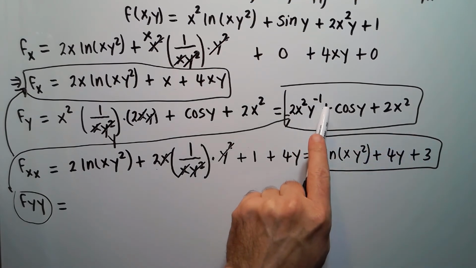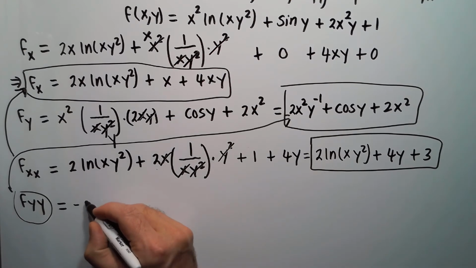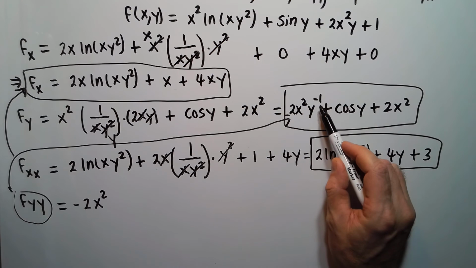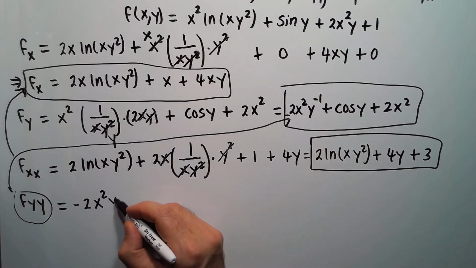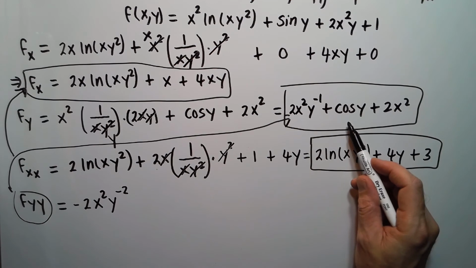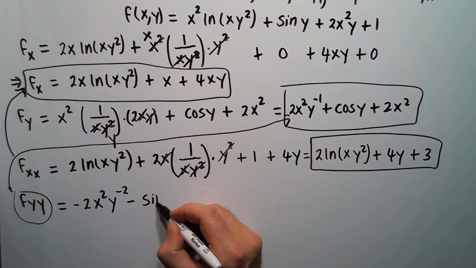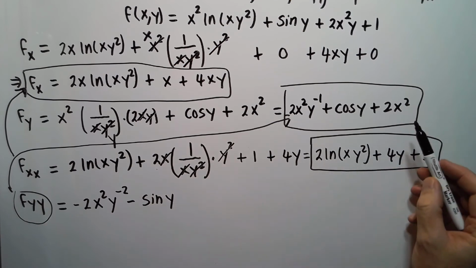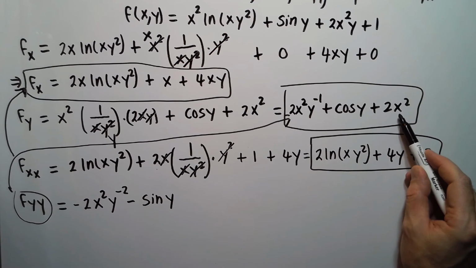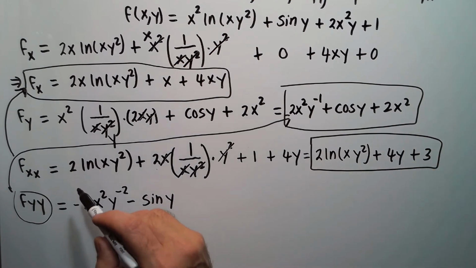So the derivative of y to the minus 1, you take the minus 1 in front. It's going to become minus 2x squared. Subtract 1 from 1, so it'll be y to the minus 2. And derivative of cosine to be minus sine of y, and there's no y in this, so therefore the derivative with respect to y would be 0, so just be this right here. Okay, so that's my f double y.